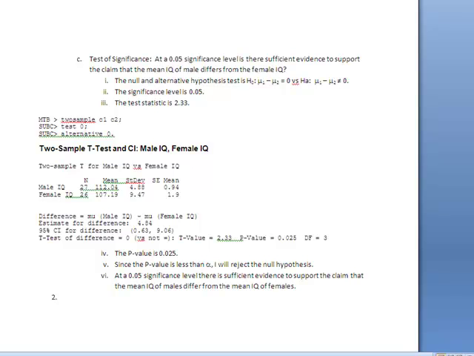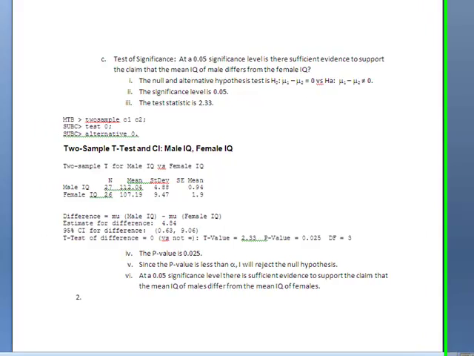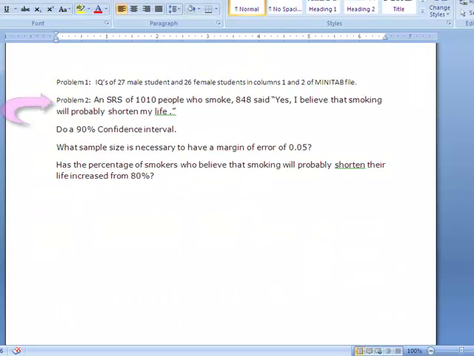Now, the second problem is also a two-sample problem with independent samples, so I'm not going to do one. I'm going to go right into the last problem, which is a proportion problem. So I'll get a made-up problem for us, and we're going to work that one out. So here's the problem. Problem 2.